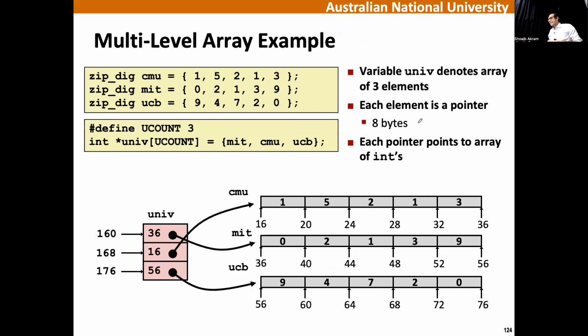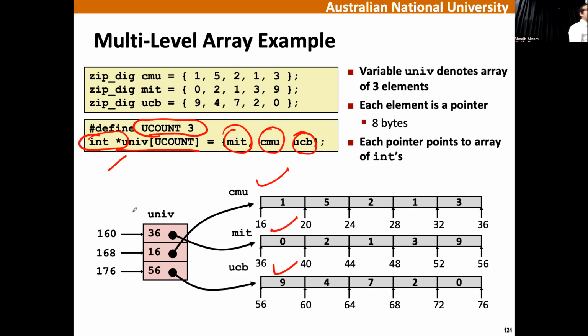All right, what's a multi-level array? A multi-level array looks similar to a nested array with the following difference. This array is an array of 3 what? Pointers. 3 pointers to an integer. And those pointers are stored here as MIT, CMU, UCB. And those arrays are defined here. So once again, I'm using a level of indirection to create a 2-dimensional array or a multi-level array.